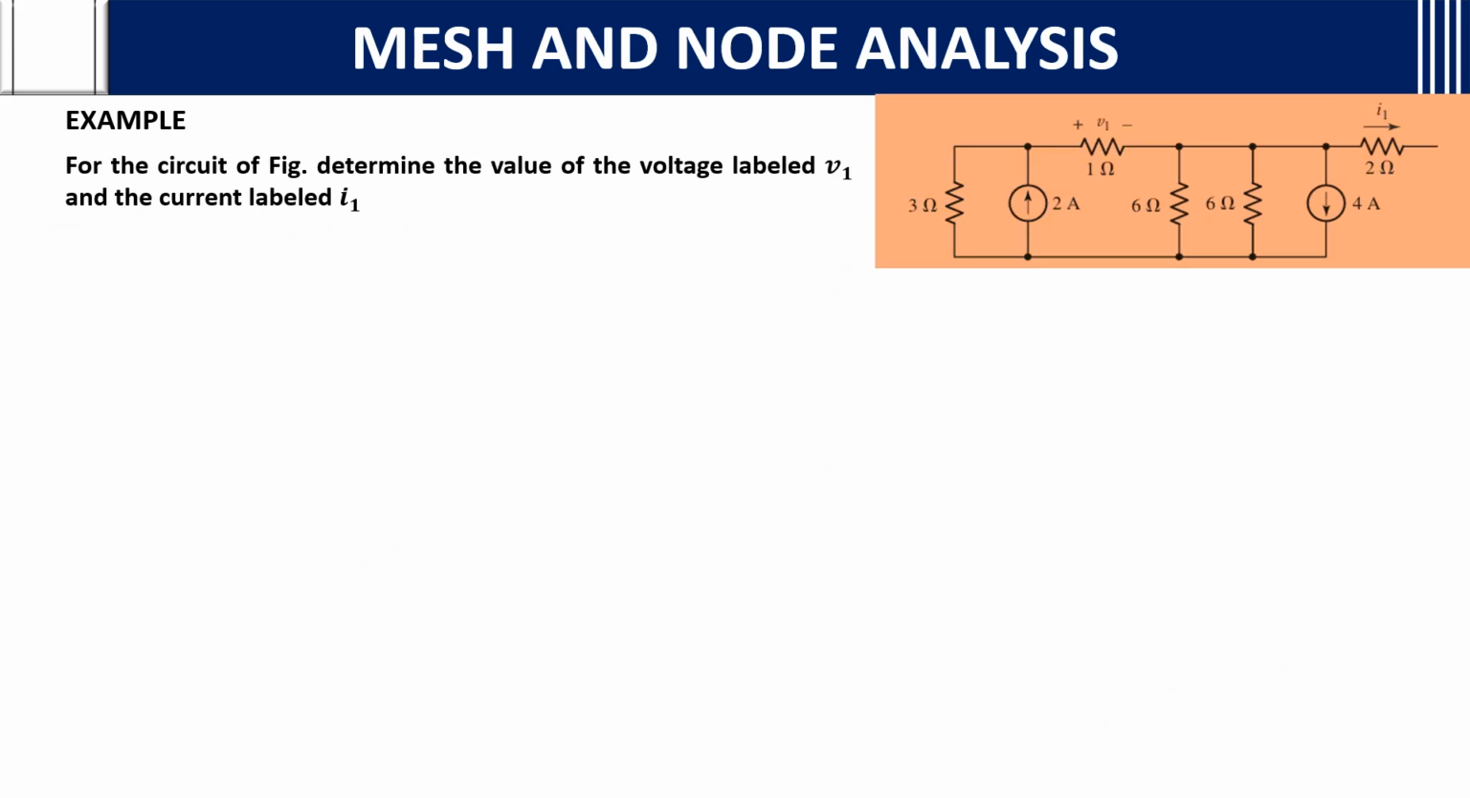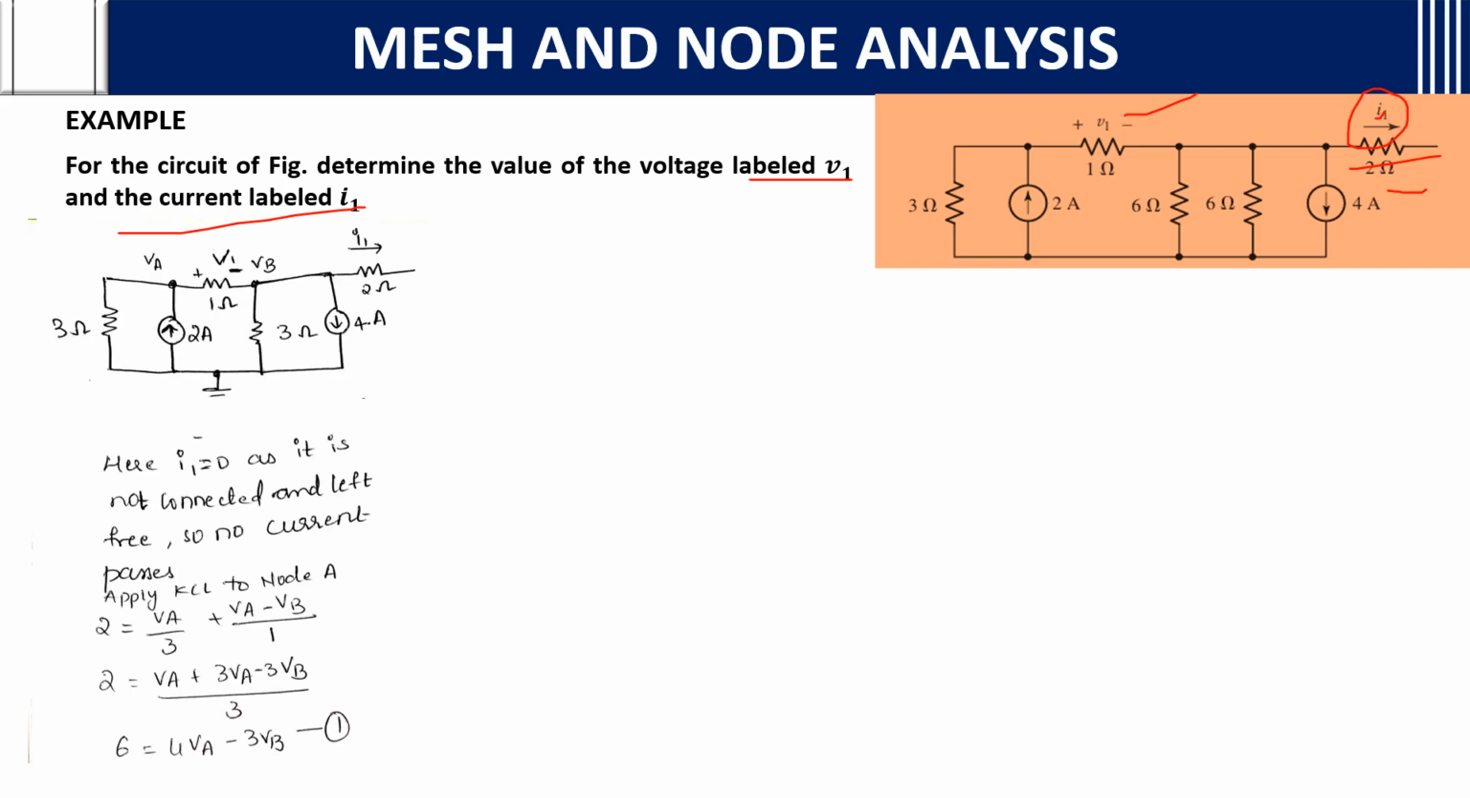For the circuit figure, determine the value of the voltage labeled V1 and the current labeled I1. We need to find V1 and I1. As you can see, I1 is just floating out. What does it mean? There will be no current flowing. So I1 will be 0. Here I1 is 0 as it is not connected and left free. So no current passes. By inspection, just by seeing the circuit, you will know that I1 is 0.